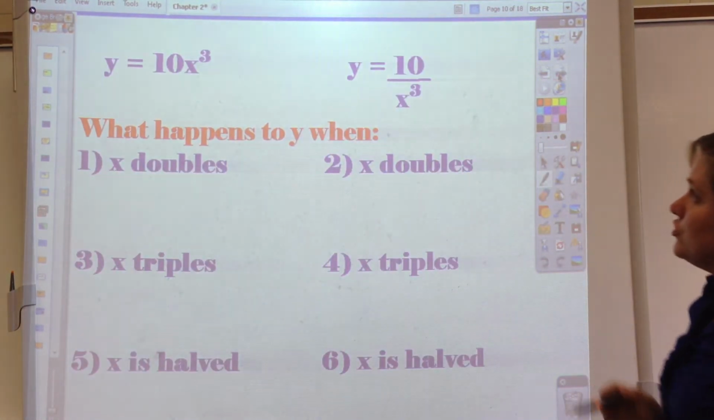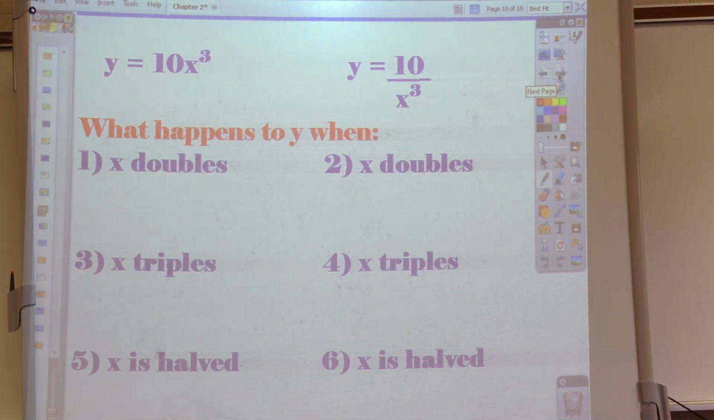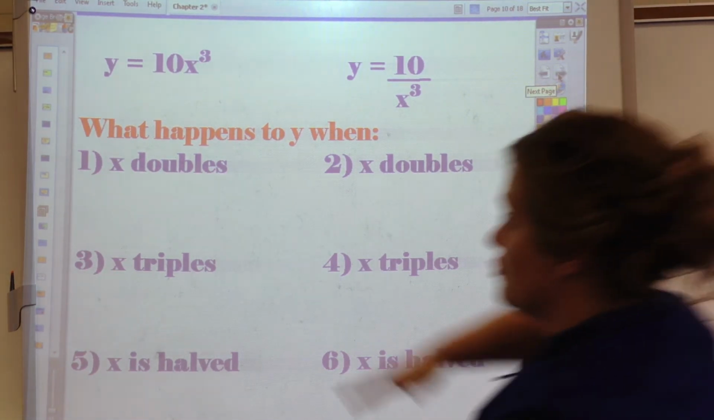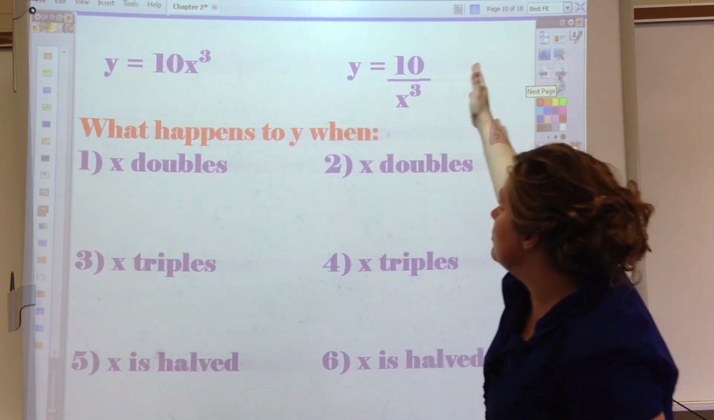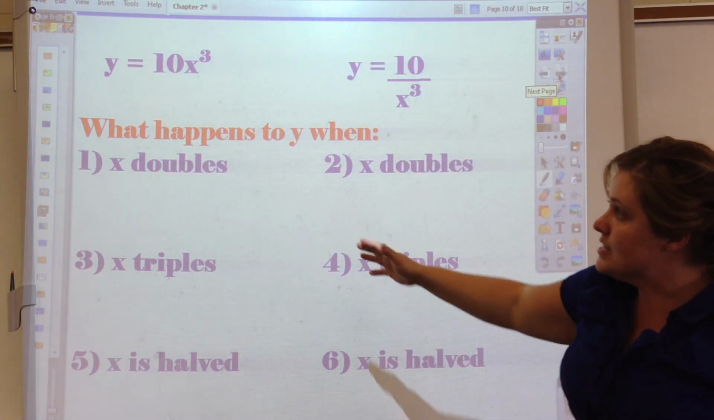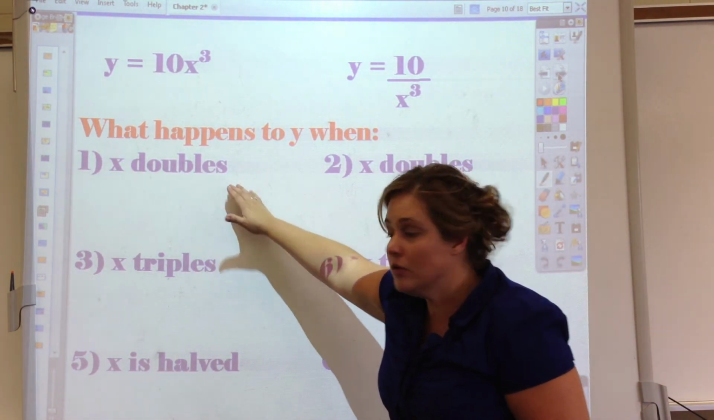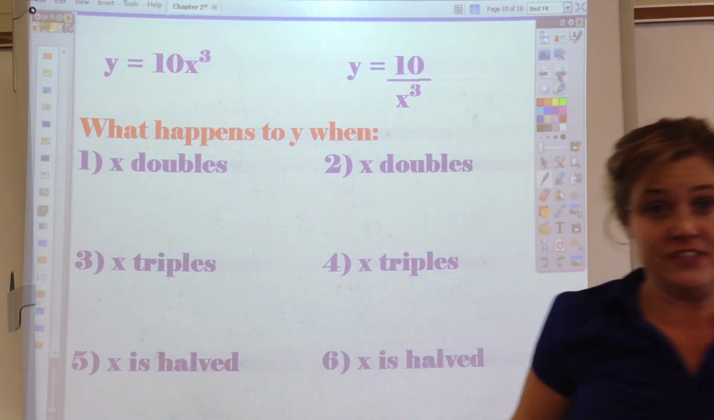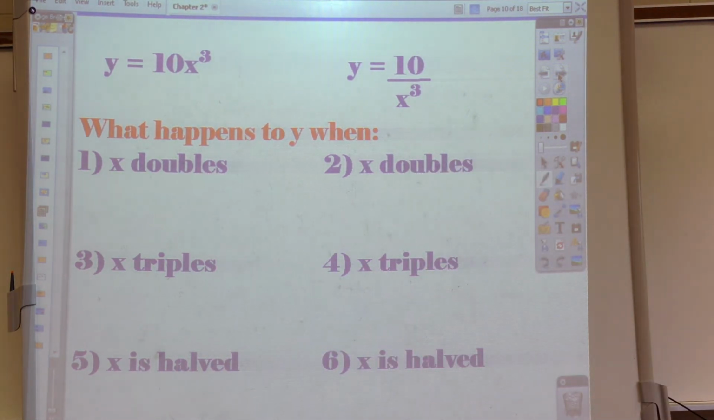What I'd like you to do for tomorrow is look at this example of direct variation and this example of inverse variation. And tell me for each what happens when x doubles, triples, or is halved. Remember, being halved is like being divided by 2. And I want those set of 6 questions at the beginning of class tomorrow, and I'll see you then.